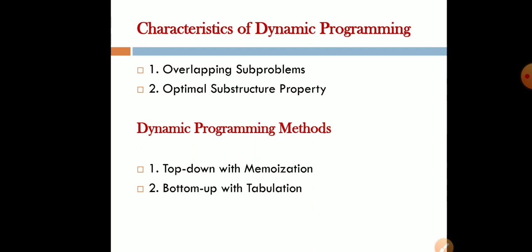So here we have already seen the overlapping subproblem pattern: Fibonacci 2 is repeated multiple times, Fibonacci 1 is again used multiple times. So multiple times we are using those subproblems, and that is called overlapping. Now the second one is the optimal substructure property. What does substructure property mean? Any problem has the optimal substructure property if its overall optimal solution can be constructed from the optimal solutions of its subproblems.